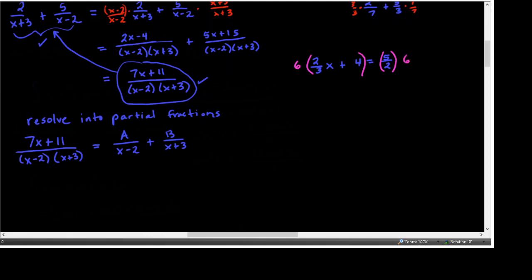And the result of that is that when you distribute, 6 times 2/3 is 4x, plus 6 times 4 is 24, and 6 times 5/2 is 15. You now have an equation that doesn't have fractions in it. So that's what we're going to do down here. We're going to multiply both sides by the common denominator, which will be x minus 2 times x plus 3.